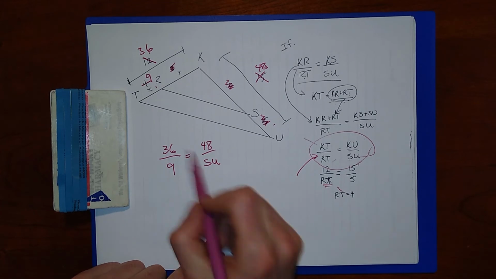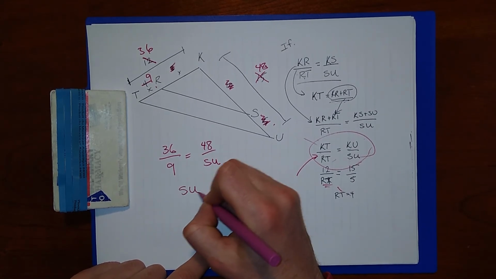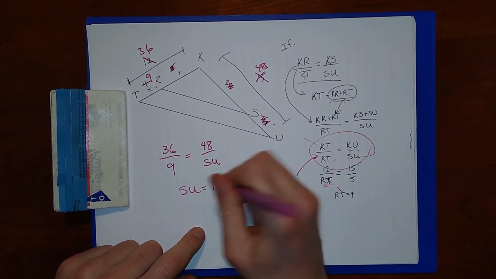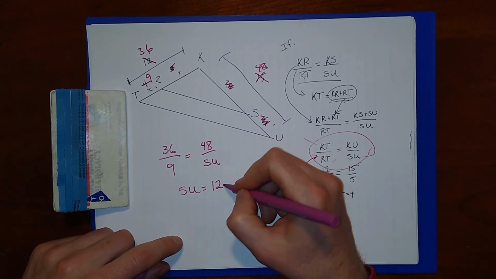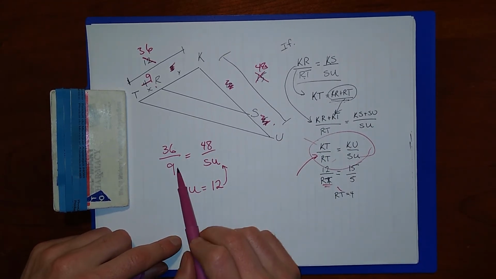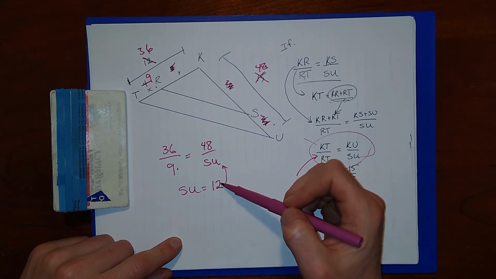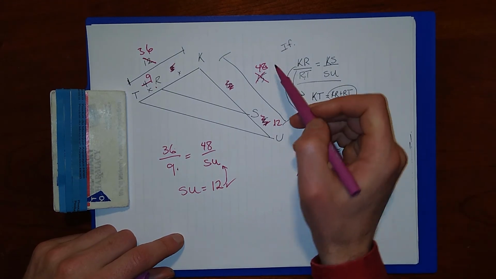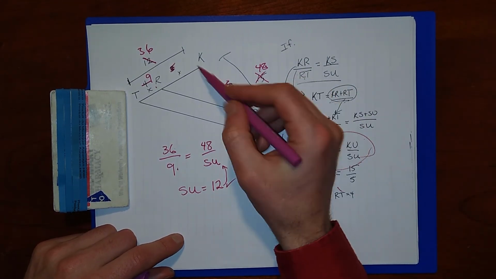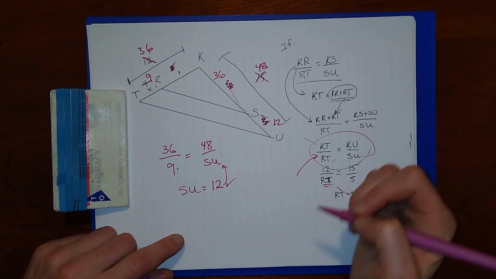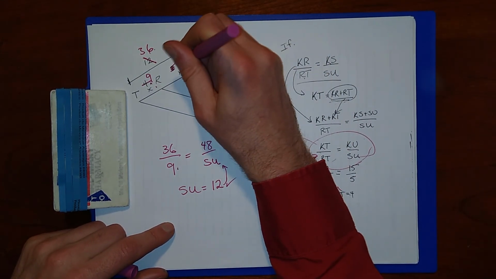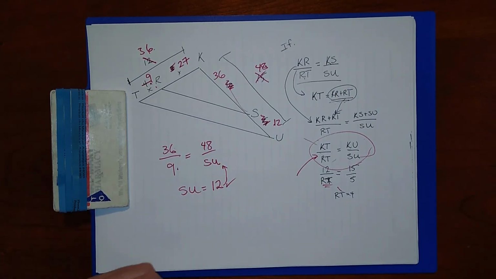So here I can just cross multiply again and solve for SU, and I'll skip all that algebra, but when you do that, you'll find that SU is 12. Again, if you're not sure if you did this correctly, you can always check. 36 divided by 9 is 4, 48 divided by 12 is also 4. So that's the correct answer. If this is 12 and this is 48, then this remainder, this difference, has to be 36. And over here, if this is 36 and this is 9, then this remaining segment is going to be 27.